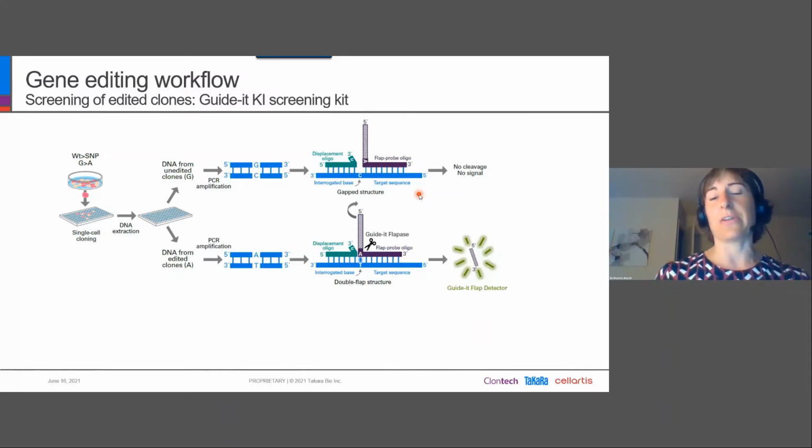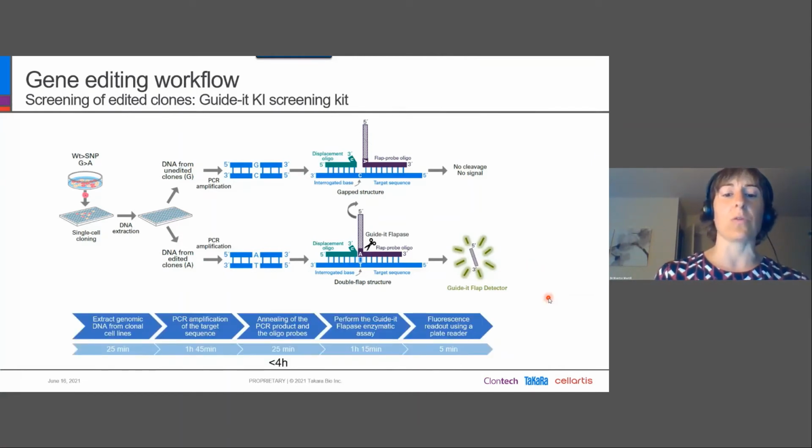We also have a second version of this kit that allows not only the generation of one fluorescence, but also a red fluorescence. Therefore it can also be applied to the screening of heterozygous clones, with the SNP being green fluorescence, for example, and the wild type being red. The overall workflow is around 4 hours.